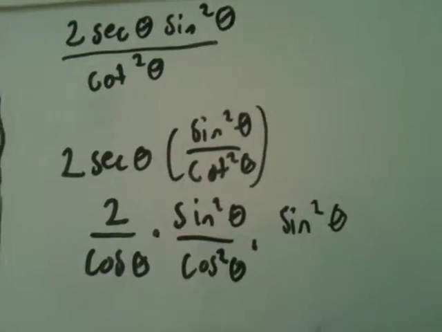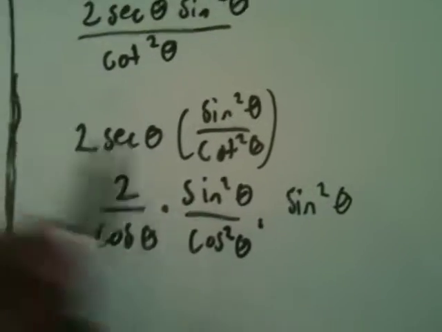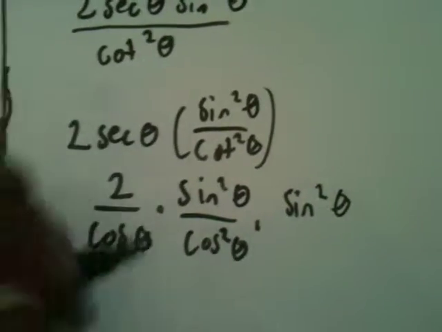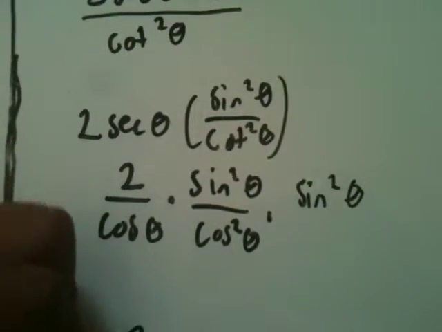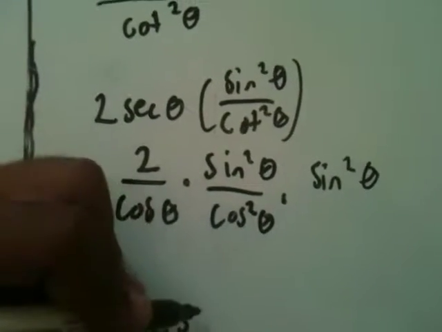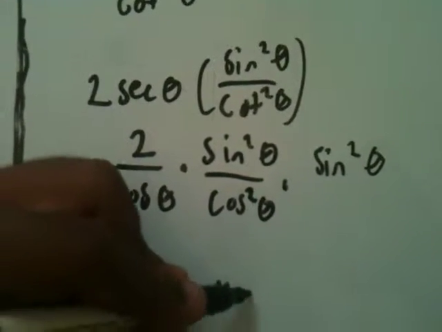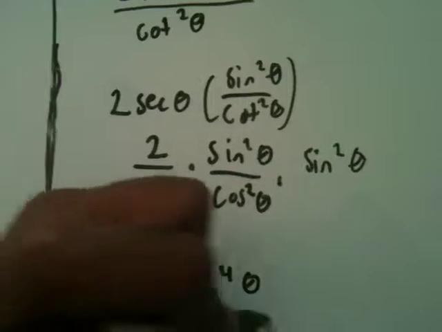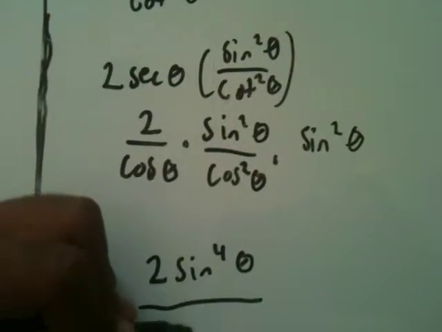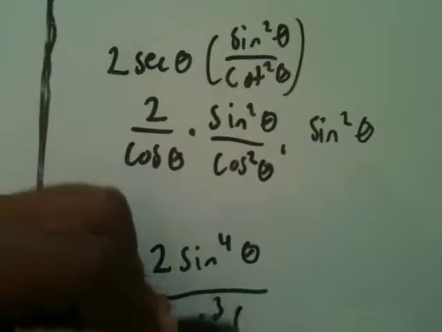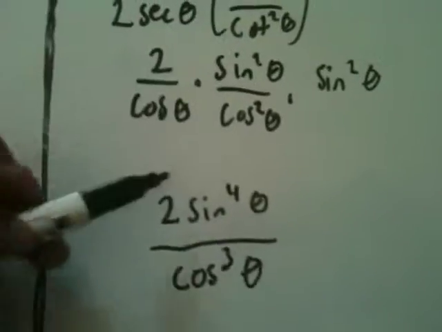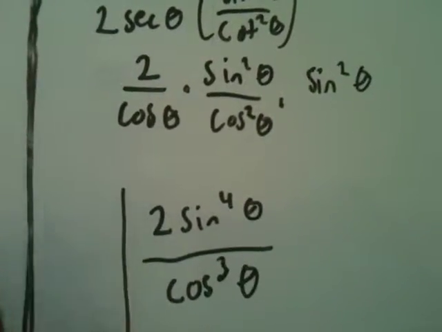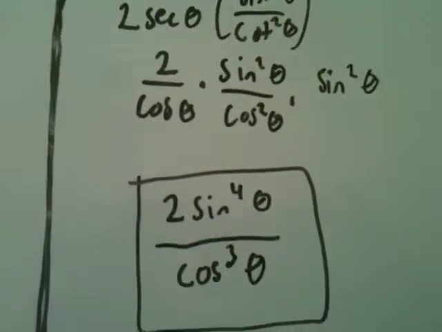Nothing else really cancels, so we just multiply across, which gives us 2 sine to the fourth of theta over cosine cubed. And we usually want it in terms of sines and cosines. A calculator would give you this, and that's correct.